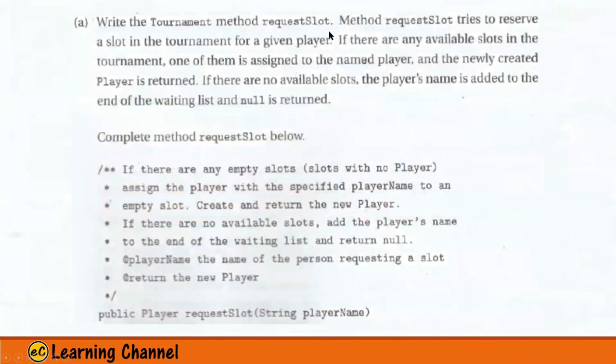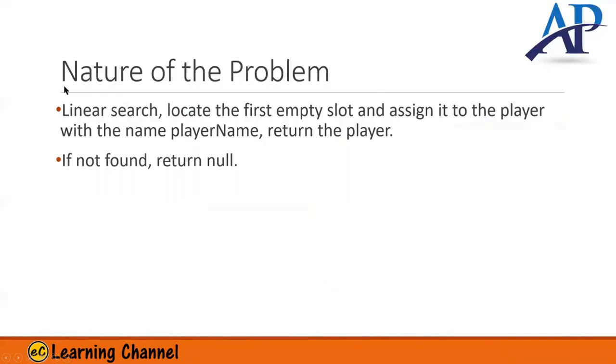So part A, we want to request a slot. To request a slot, they provide us the string for the player's name, and the nature of the problem is a linear search to locate the first empty slot, and then we assign the player name and the ID and insert the player in that slot. And then we return the player. If not found, if there is no null at all, then we return null. That means that there is no player being created.